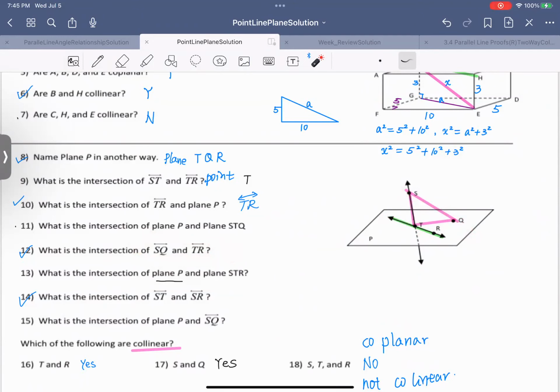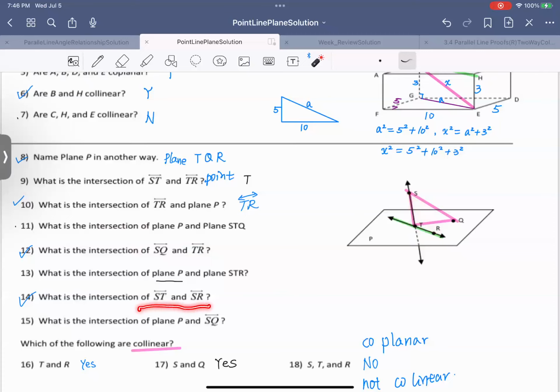Okay. Next one. See here, go read, please. What is the intersection of plane P and plane STR? STR here. TR. Good. That's just TR. Makes sense. Yeah. Next one, 14.